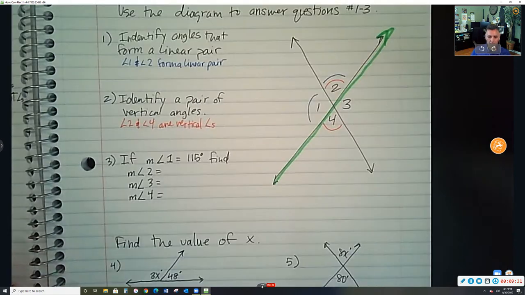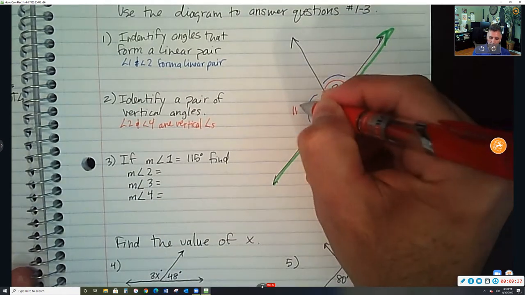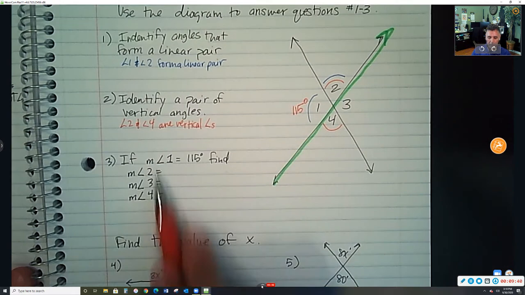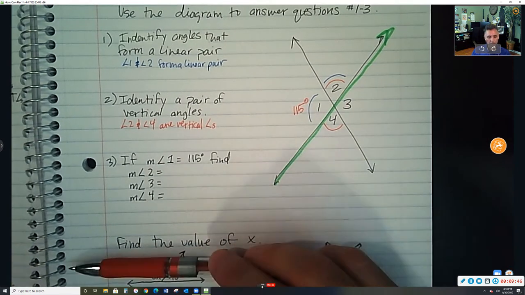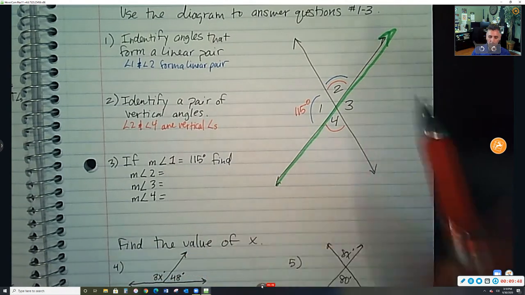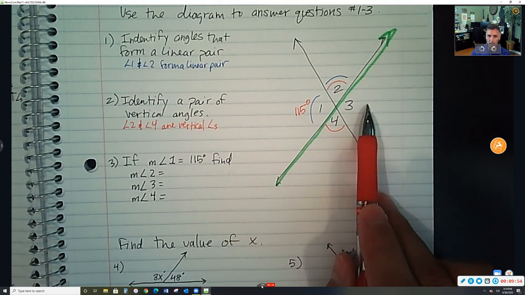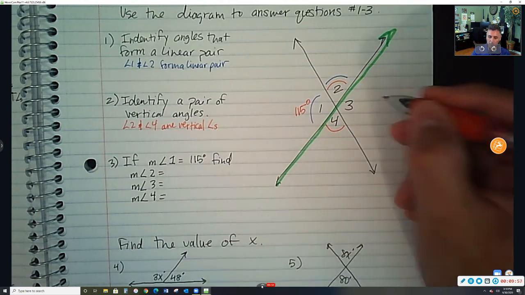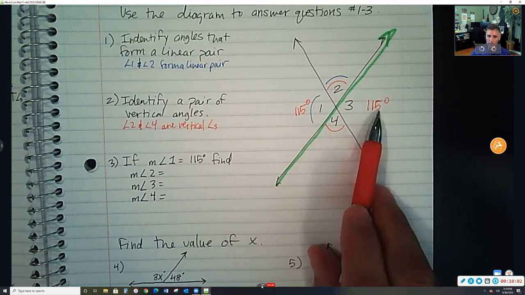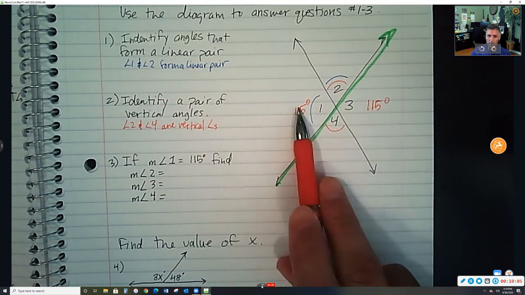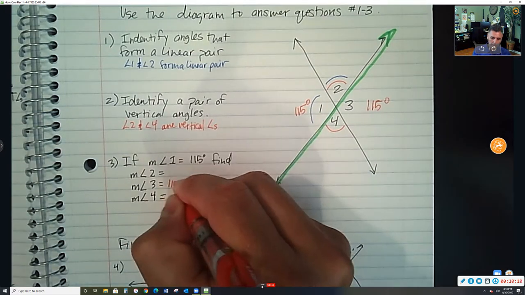And then the last thing, it says if the measure of angle 1 is 115, so I'm going to put 115 degrees here, find the other ones. Okay. Well, we said over here in the notes that vertical angles are congruent. So if vertical angles are congruent and this one equals 115, this one also has to equal 115, because these are vertical angles. They're across from each other inside this big X. So I know angle 3 is 115 degrees.